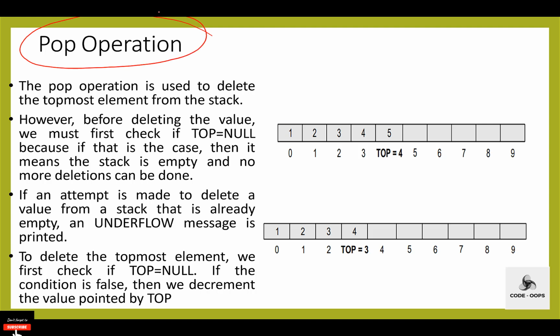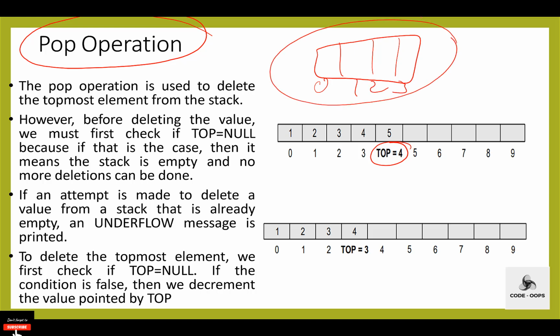Then pop operation. The pop operation is used to delete the topmost element from the stack. Before deleting the value, we must check if top is equal to null, because if that is the case, then it means the stack is empty and no more deletion can be done. Now in this case, stack is empty. Then we cannot delete element from the stack.